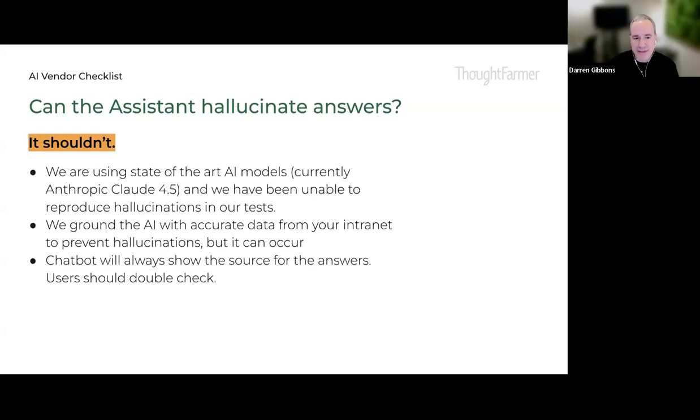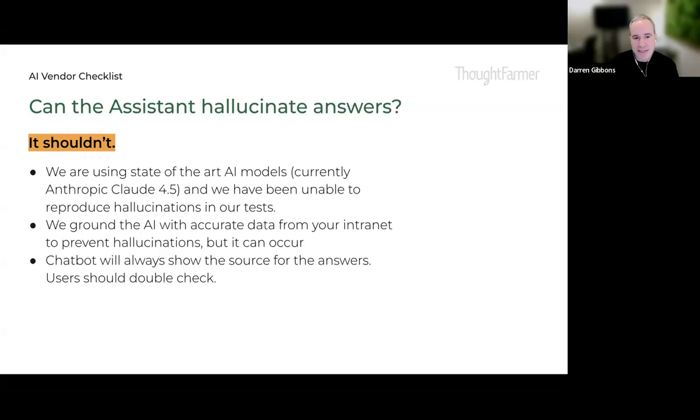So how do we prevent these? We try to make sure that we ground our AI models with the most accurate data from your intranet. If we feed the model with that accurate data, the answers are going to be much better. And as time has gone on, as you follow the news, it seems like every week there's a new, more advanced AI model available. These newer models are much, much better at preventing hallucinations, and we've seen that in our testing as well.